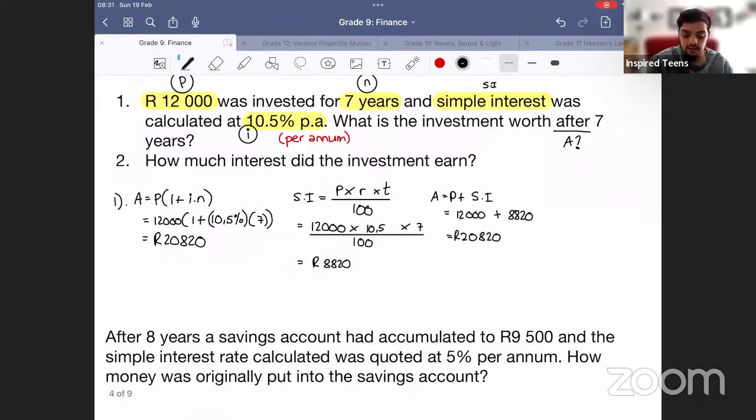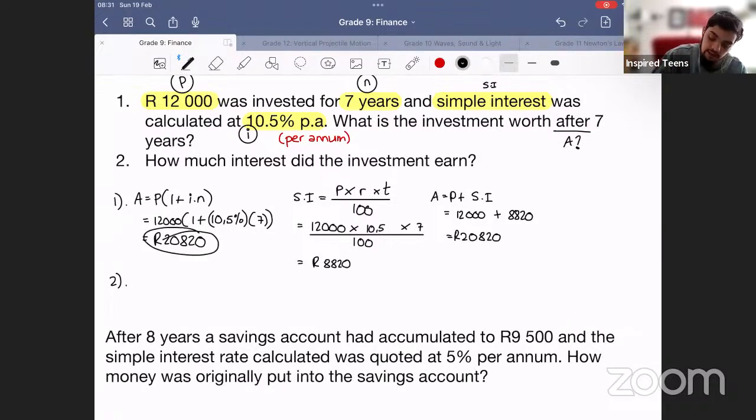So we're going to get the same answer. Shorter calculation here gives you the accumulated amount one time, while this one just gives you the simple interest. So perhaps if they ask, what is the interest, how much interest did the investment earn, then you could utilize that formula. Okay. Number 2, how much interest did the investment earn?